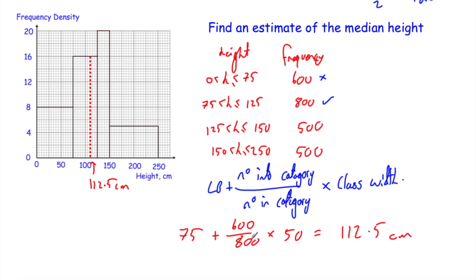So either one of those two approaches would work. I like this approach, particularly if it's a bit trickier to find where the line was. So I just like using a linear interpolation, but if you want to use the line, that would work also. Okay, let's look at our next question.